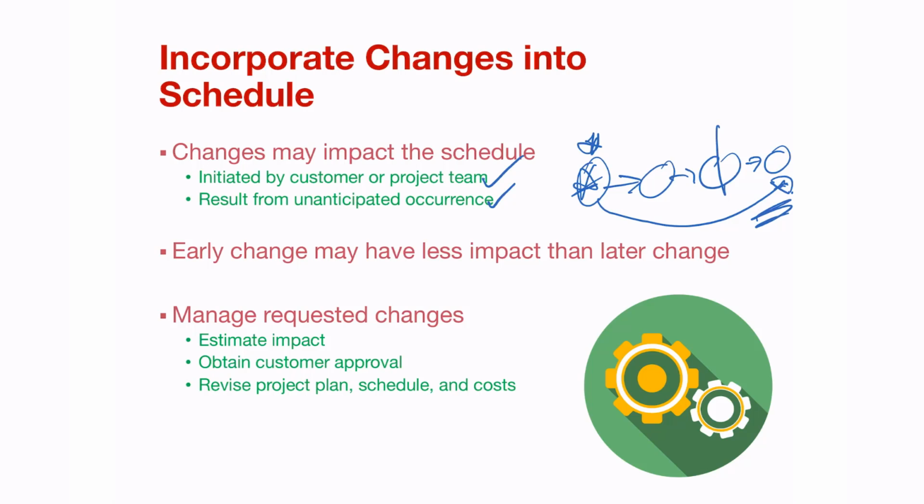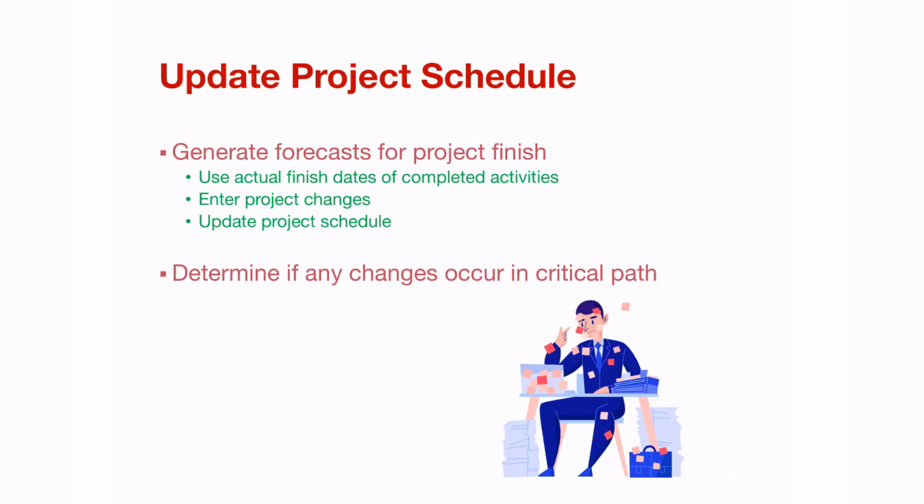You must manage requested changes. You must estimate the impact. You must get customer and client approval, and you must publish the revised plan as soon as you have. Once you've updated it with any changes, you must forecast that plan and also project when the project will be finished. And you must put in actual finish dates of completed activities at the same time.